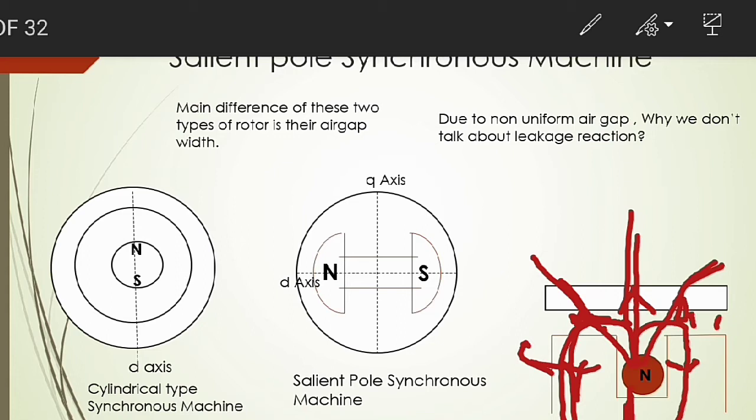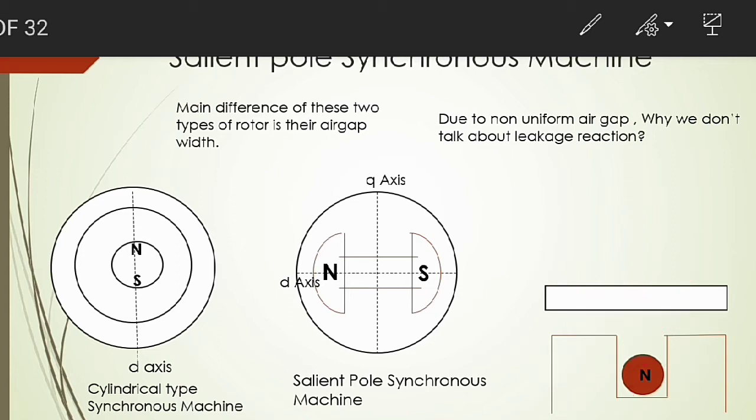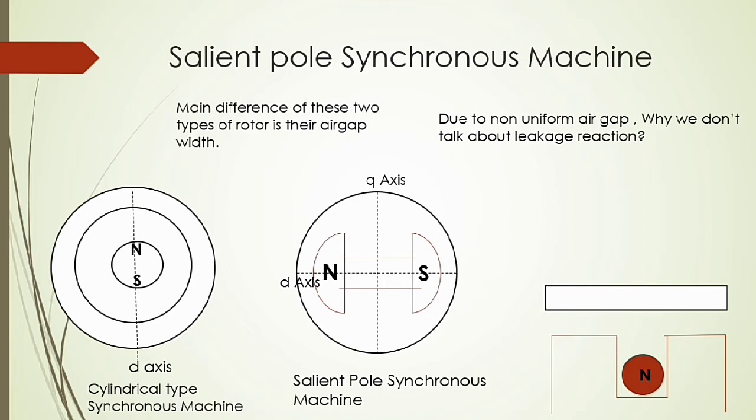We do not talk about the leakage reactance at the time. So that is the important one. So I think we will have to discuss. Okay, and then next one is, so that is the way, because why we don't talk about the leakage reactance, because leakage reactance is independent of air gap. So you know the answer.